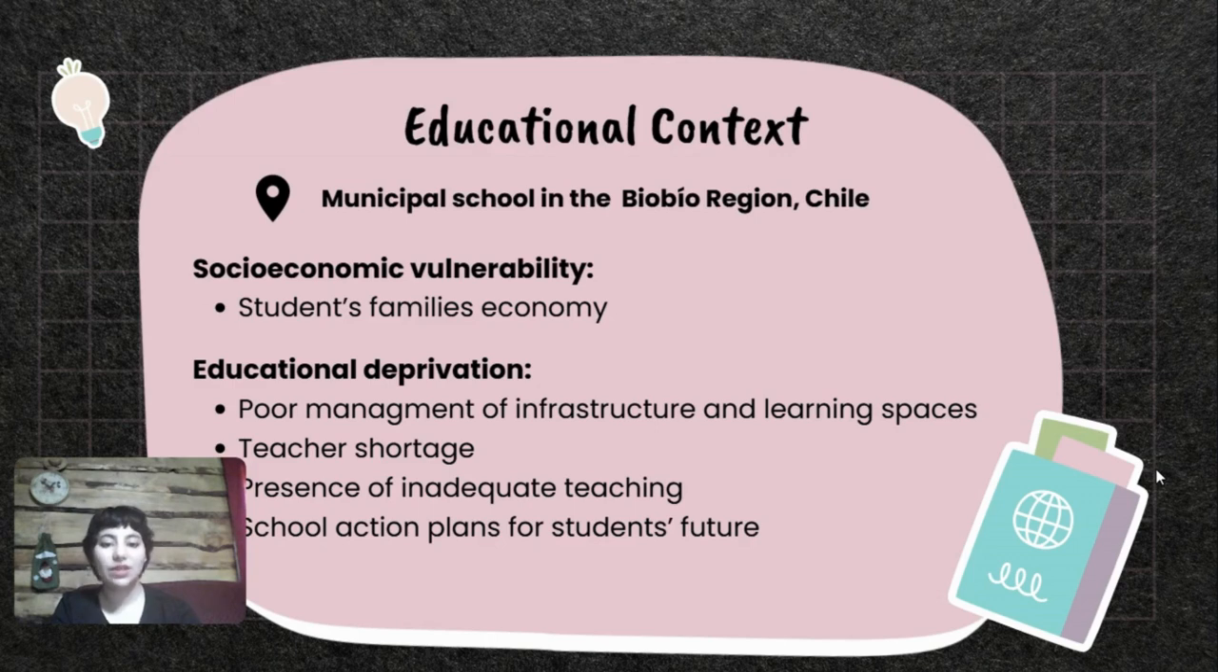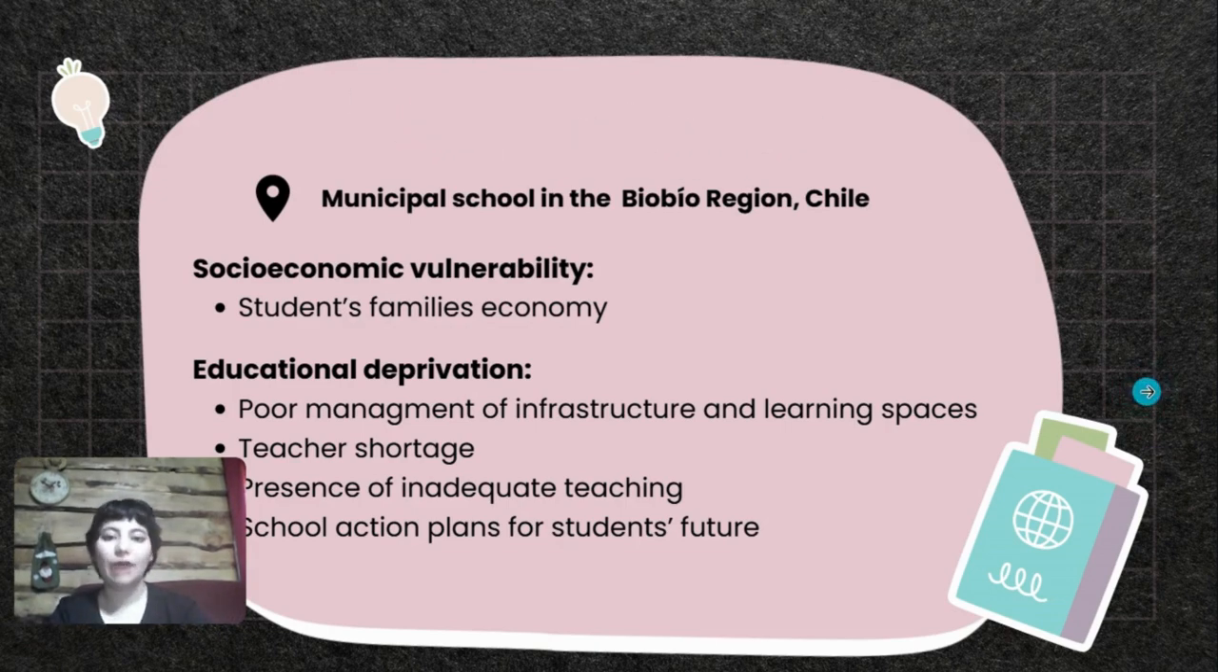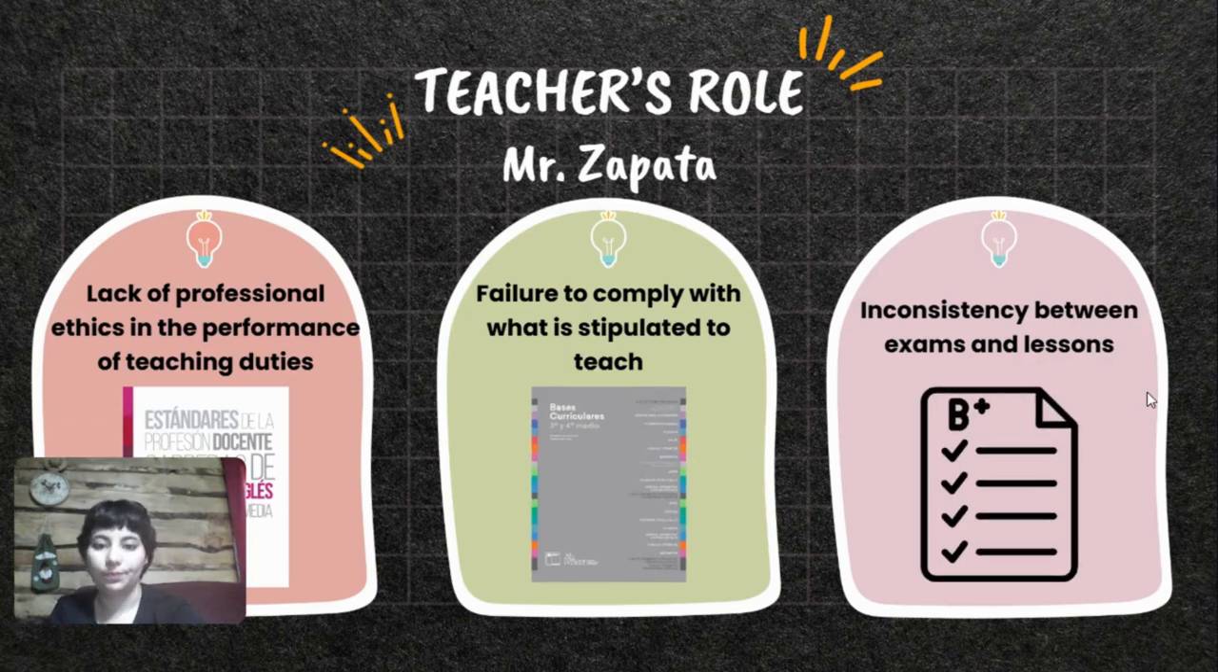Referring to the teachers, Mr. Zapata shows inadequate teaching, which causes massive numbers of students failing the English course or passing without actually learning something. And the school action plans lead students to pursue only technical studies instead of encouraging them to achieve varied academic opportunities. Now, I'm going to talk about the teacher's role.